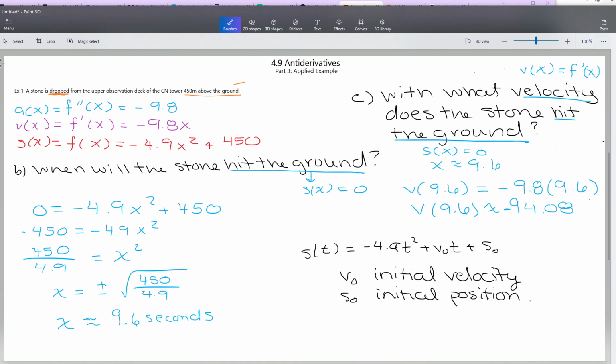You take the acceleration and you do 2 antiderivatives to get the position function. I hope you guys find that interesting when you see it in your physics class.